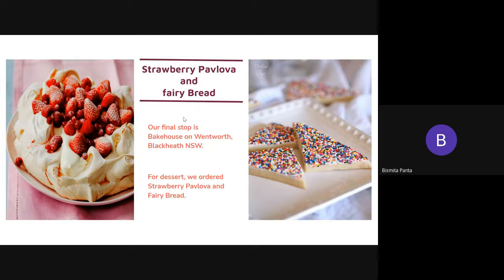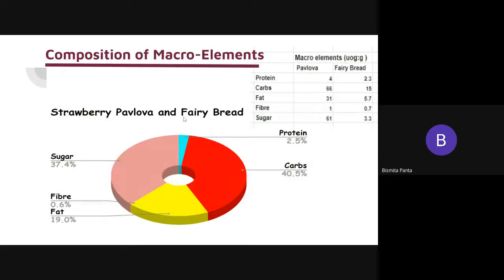So we are a little health conscious, so we wanted to know the nutritional values of the dessert we had. So this is the composition of macro elements of strawberry pavlova and fairy bread. They contain the highest amount of carbs with 40.5%, and second highest sugar with 37.4%. They also contain fat with 19% and protein with 2%, and the least amount of fiber with 0.6%.